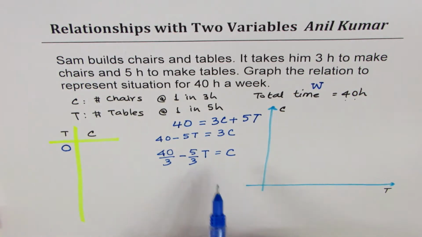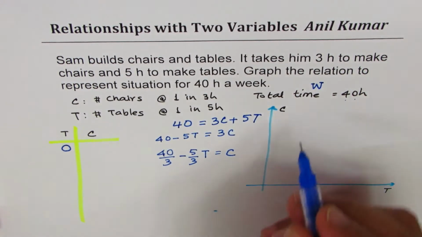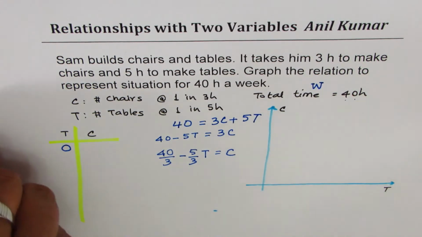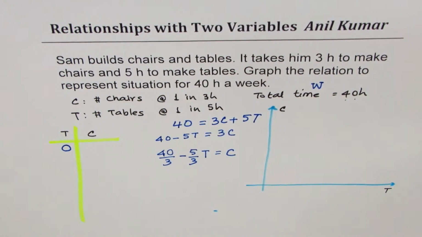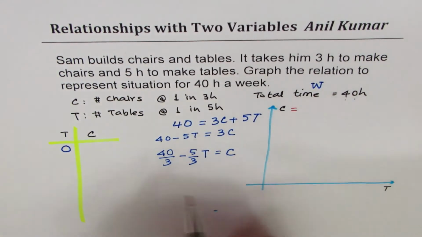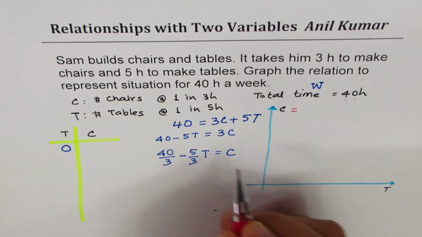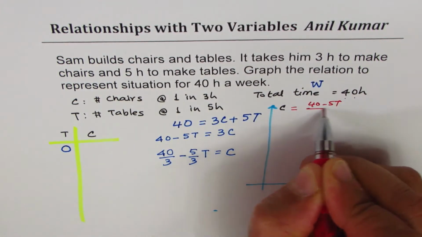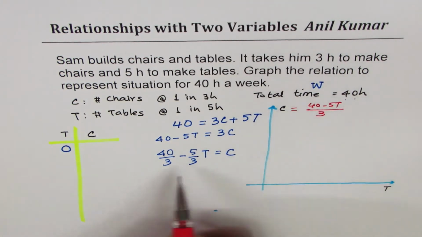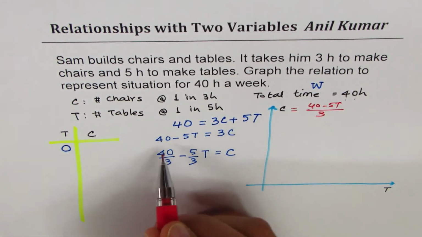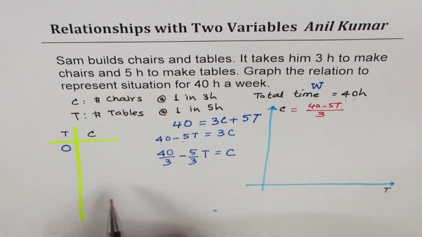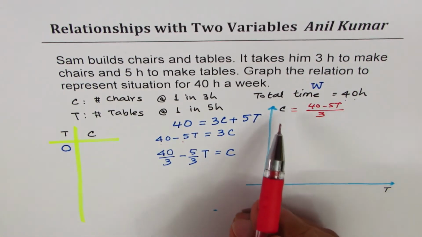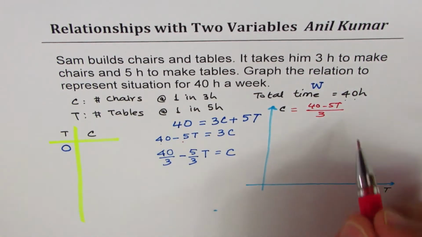Okay, let's try to work with this relation and find the number of chairs. So let me write C as equal to 40 minus 5t, divided by 3. Is it okay? It's like a common denominator. Like, consider this statement. Is it okay? So we'll calculate. However, C should be a whole number.